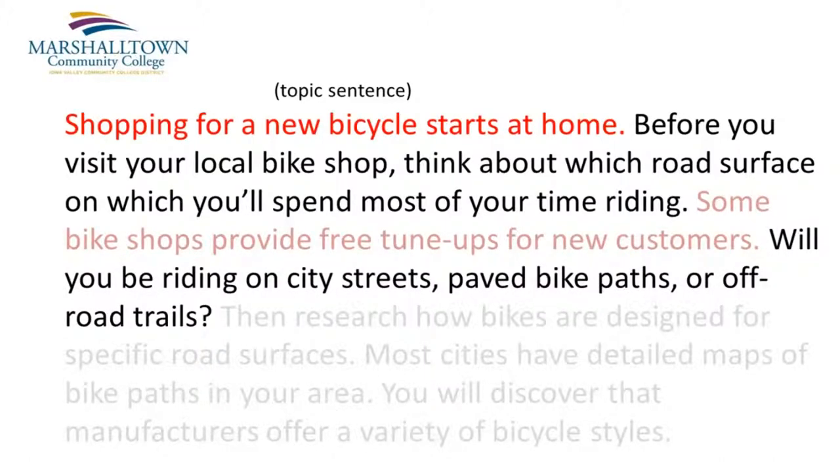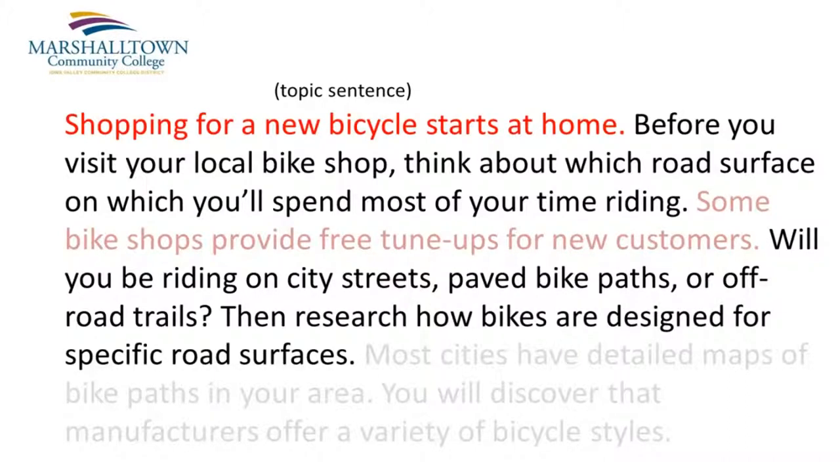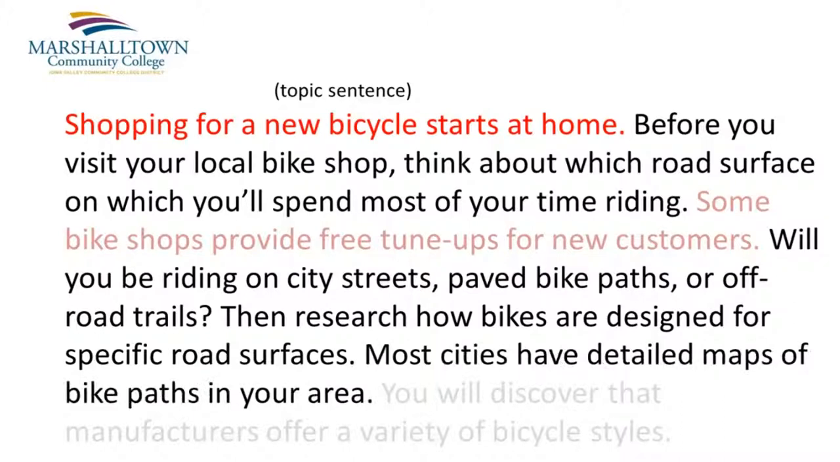Will you be riding on city streets, paved bike paths, or off-road trails? Since this is a question that people should ask themselves before buying a bike, I'm going to say that yes, this supporting detail is very much related to the topic sentence. How about the next sentence? Then research how bikes are designed for specific road surfaces. Again, this sentence is very much related to the topic sentence, so it also stays.